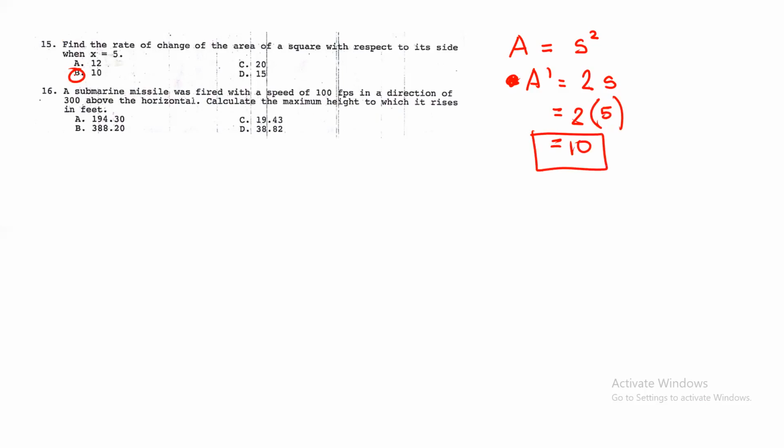So, rate of change ng area. So, area is equals to s squared. Diba? Area ng square is equals to s squared. Yan yung formula. So, rate of change, derivative lang natin yung A. So, A prime is equals to 2 times side. So, yung side natin is 5. So, 2 times 5 is equals to 10. Yun na kagad yung sagot. The answer is letter B.